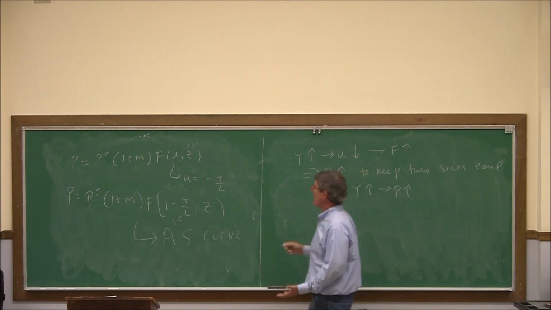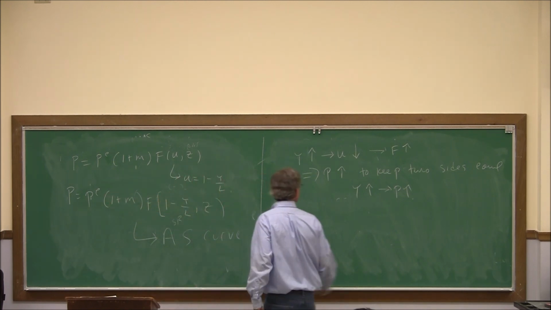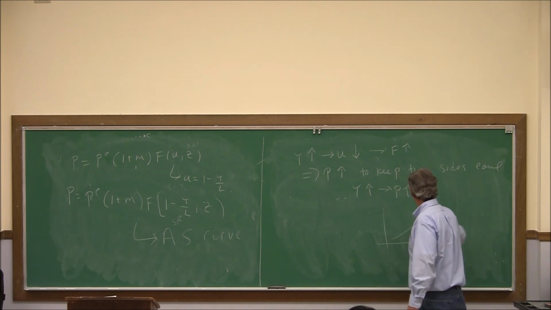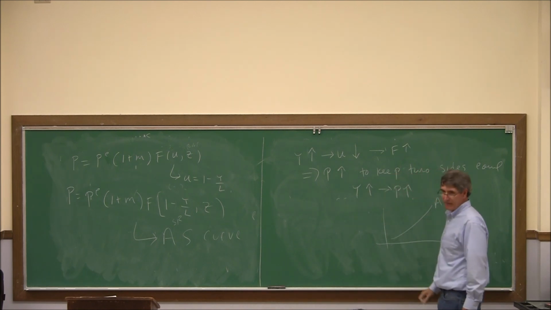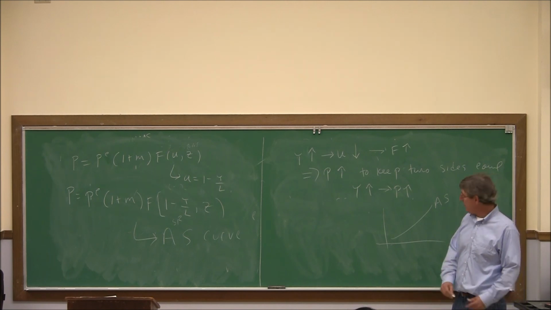I could have done it the other way. I could have said when P goes up, what happens to Y? It doesn't make any difference. So this aggregate supply curve must have a positive slope. P and Y are positively related.